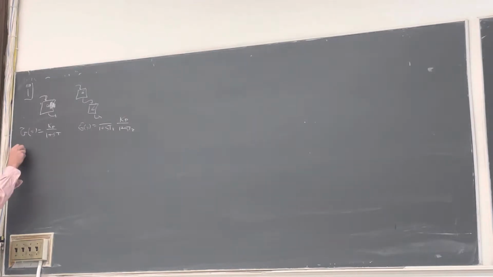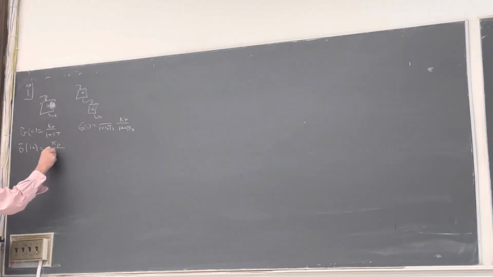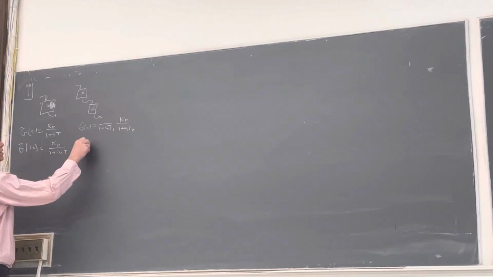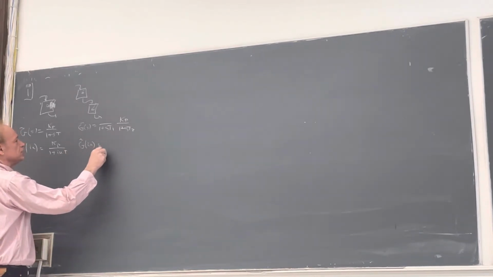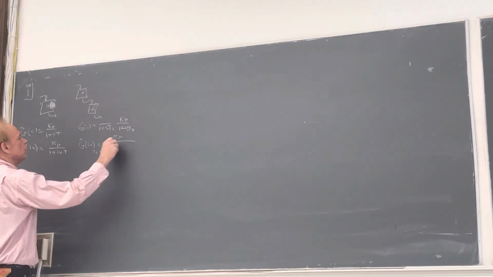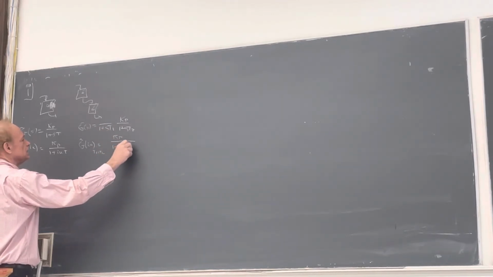And so G tilde of iω is Kp over 1 plus iωτ. And here, G tilde of iω, in the case where τ1 is equal to τ2, is just Kp over 1 plus iωτ squared. And we started just going through, reviewing how I actually calculate this.